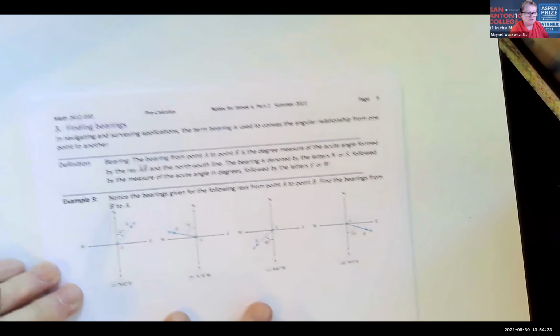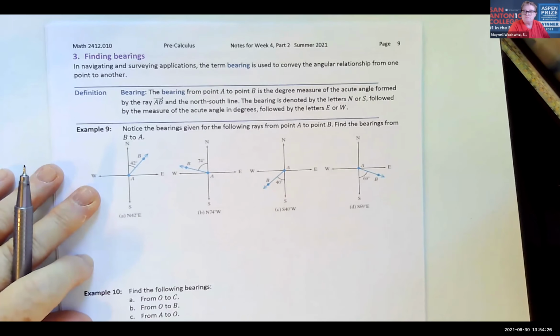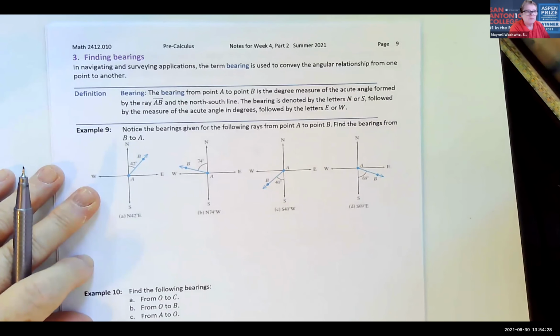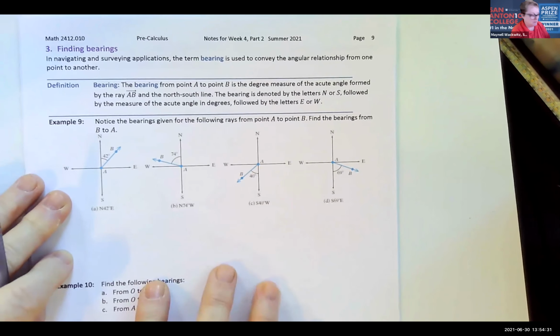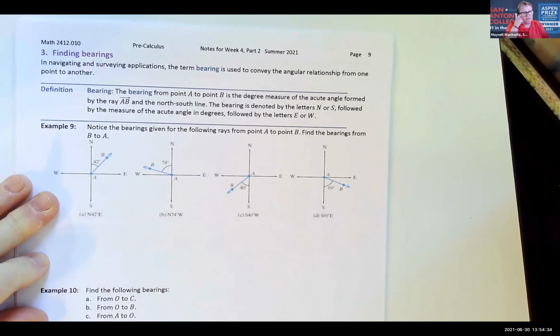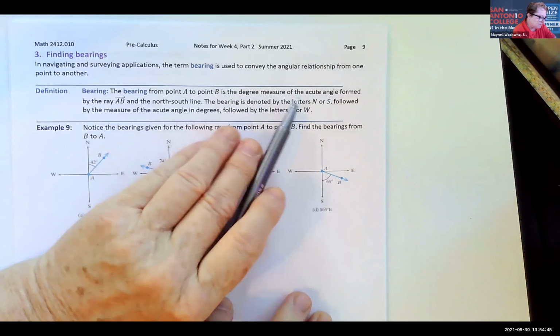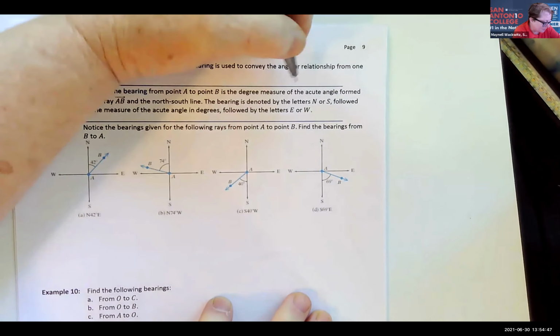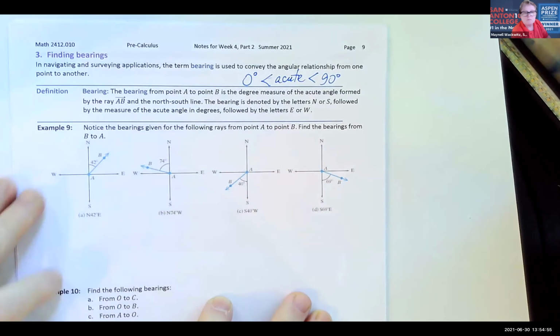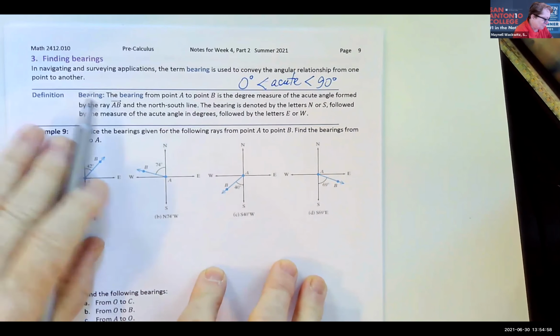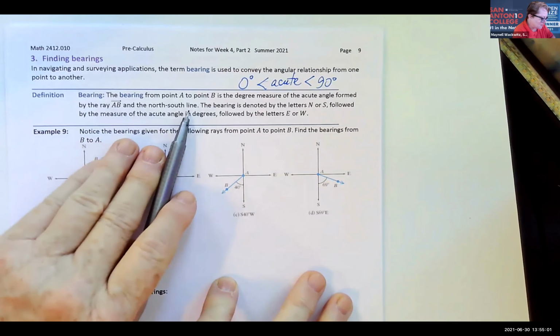We're going to do just this one more section and then take a break. Bearings. I used to think that bearings only had to do with the sea, but that's not true. So to find the bearing from a point A to a point B, that is the degree measure of the acute angle, which remember an acute angle is between 0 and 90 degrees, formed by the ray AB and the north-south line.